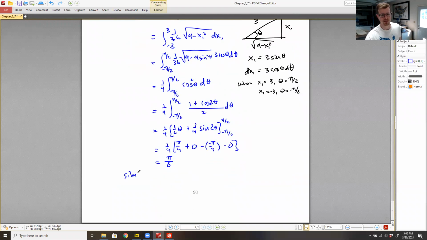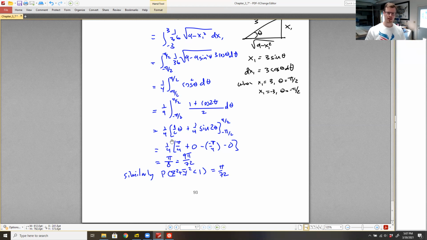So similarly, I would encourage you to calculate this integral with the probability that x squared plus y squared is less than 1 turns out to be pi over 72. So when I perform this subtraction to find the probability I'm interested in, I need this in terms of a fraction over 72. So multiply by 9 to get 9 pi over 72, which is going to give us the result that we're interested in.